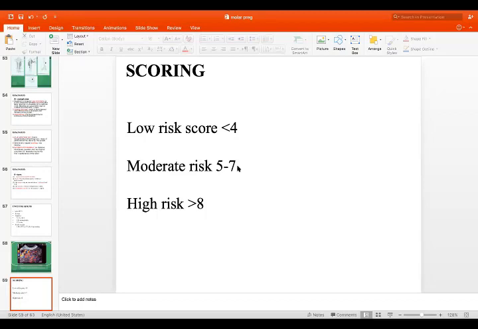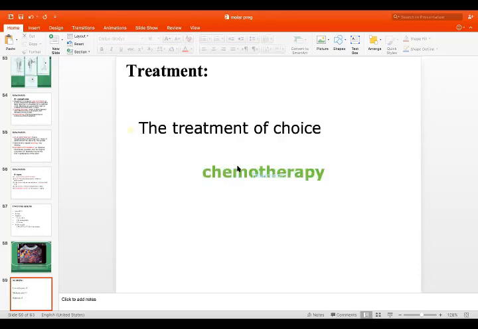So the scoring system depends on various factors: unilateral, bilateral, vascularity, size of the cell, and spread. According to these prognosis scoring factors, it is scored as low, moderate, and high risk. Low risk is a score of 4 or less, 5 to 7 is moderate risk scoring, and high risk is more than 8.